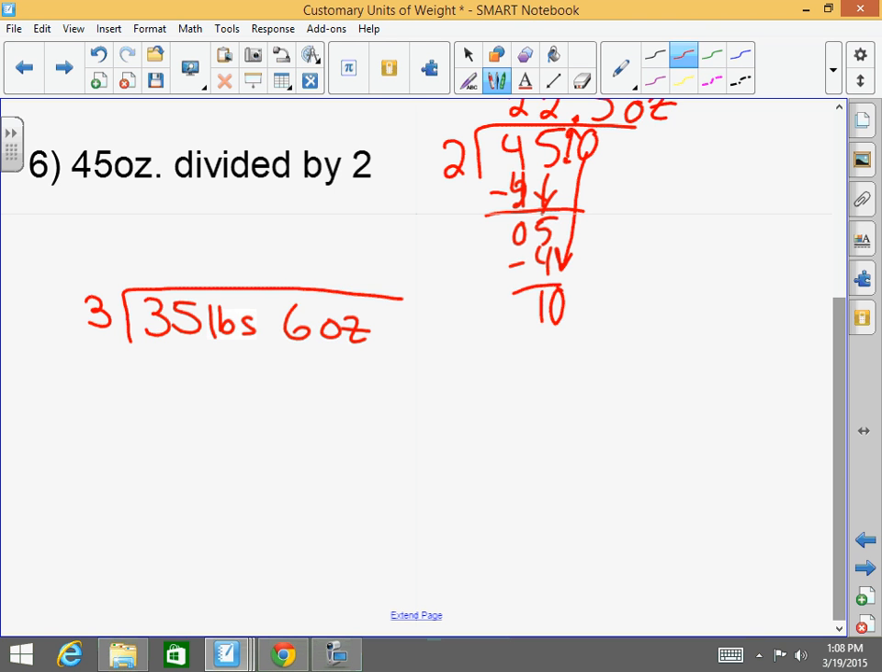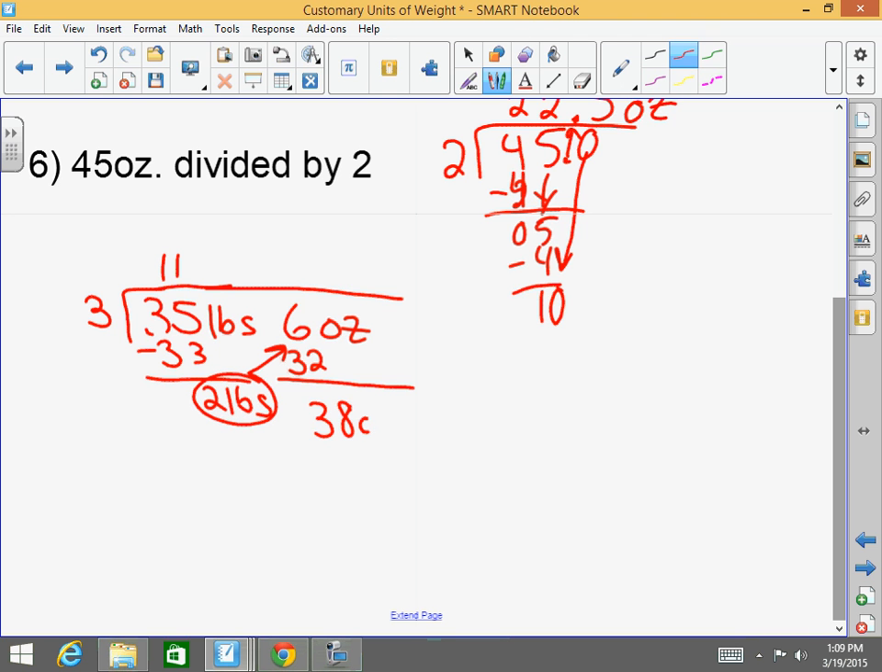In this particular case, gentlemen, 3 can go into 35 10 times, right? Actually, more than that. It can go in 11 times. Now, you've got 2 pounds left over, right? Pay attention. Can 3 go into 2 pounds? But I can add these 2 pounds in the form of ounces to ounces. If there's 16 ounces in every pound, how many ounces do I have in 2 pounds? 32. So I'm going to add 32 here, gentlemen. That gives me 38 ounces now.